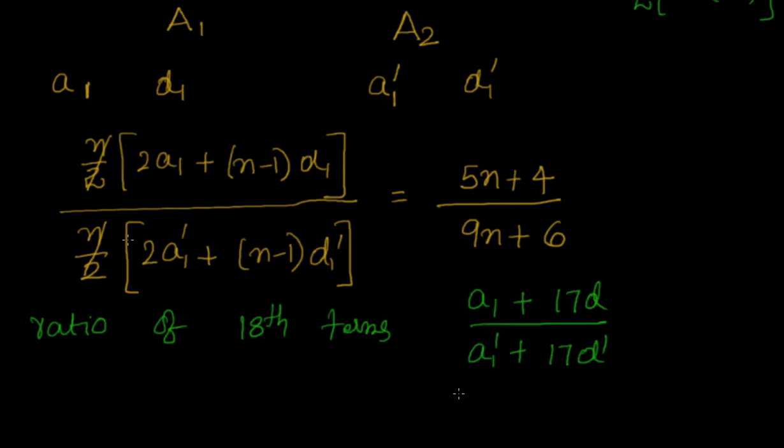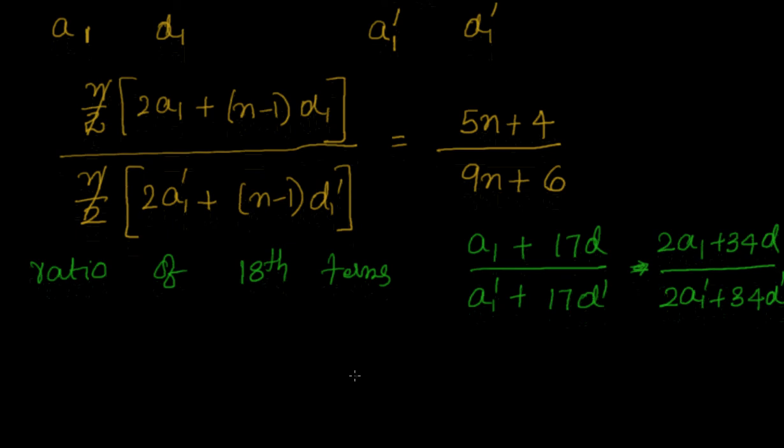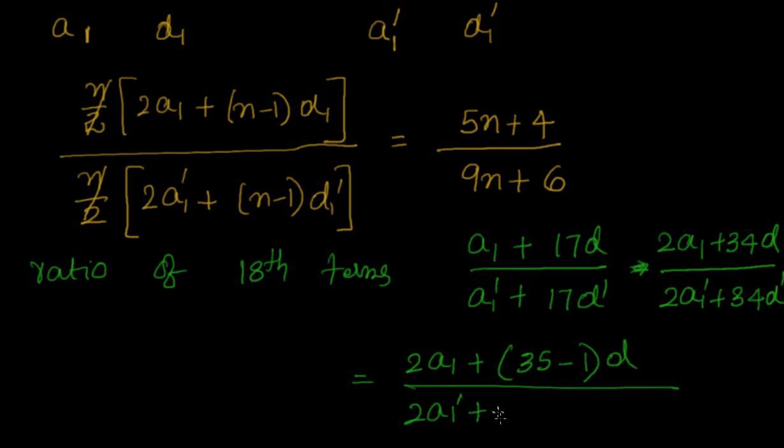Now, if I compare this with whatever I have on the left hand side here, you see that 2a1 I have here, here I have only a1. So what I will do, I will multiply numerator and denominator by 2, so that it becomes 2a1 plus 34d by 2a1 dash plus 34d dash. Now can I write this 2a1 plus 34d in the format of whatever I got earlier, so that I can apply this particular formula? So I will take one more step and say that is equal to 2a1 plus 35 minus 1 into d by 2a1 dash plus 35 minus 1 into d dash.